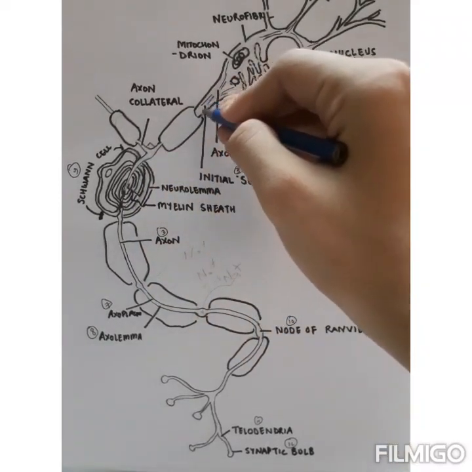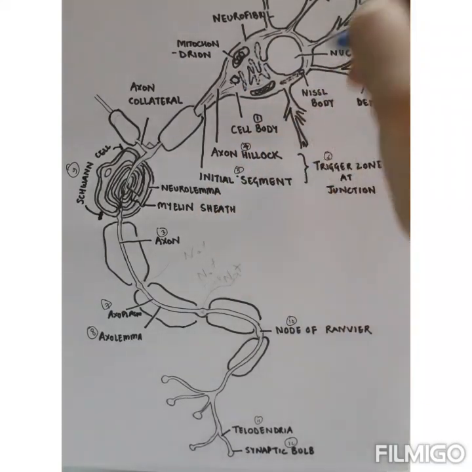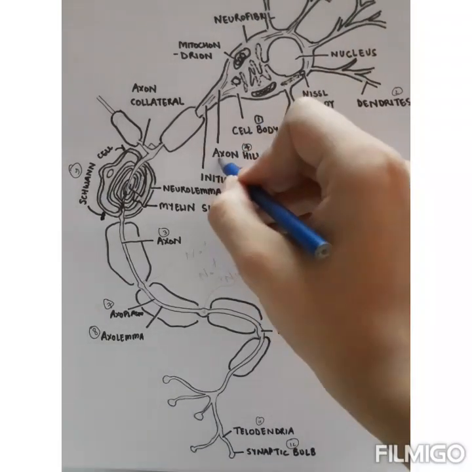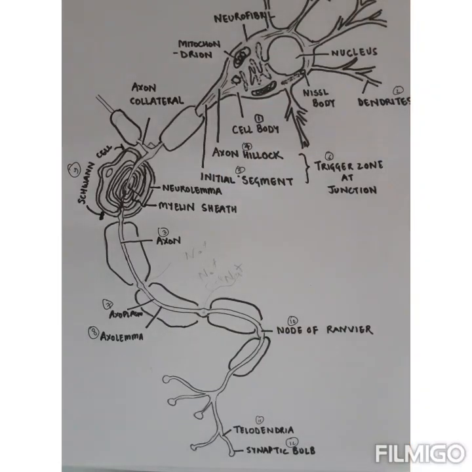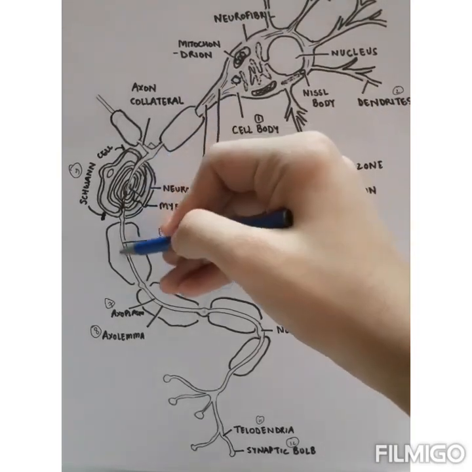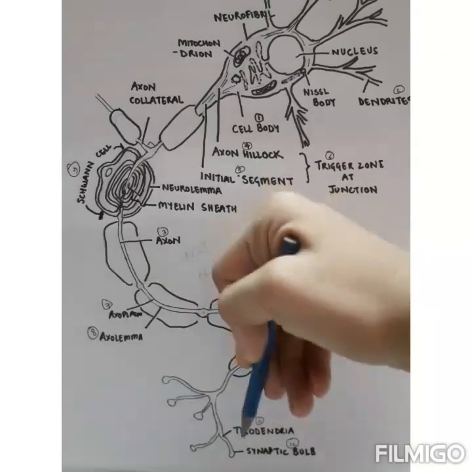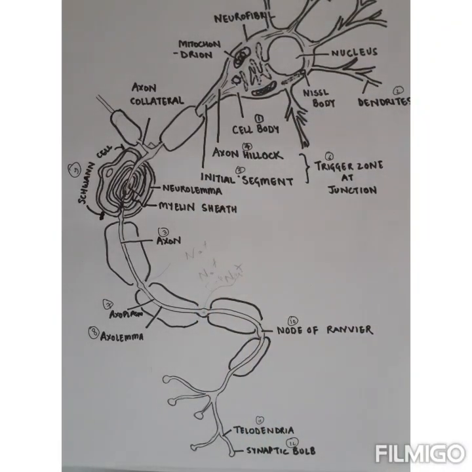And the portion of the axon which is closest to the axon hillock is called the initial segment. The trigger zone, which is present at the junction of axon hillock and initial segment, is the very region where an action potential or nerve impulse is generated. A lot of people say that the nerve impulse is generated at the axon hillock, but more specifically, it is generated at the trigger zone. Once generated, it travels down the axon straight to the telodendria and the synaptic bulb. We'll be talking about them in seconds to come.